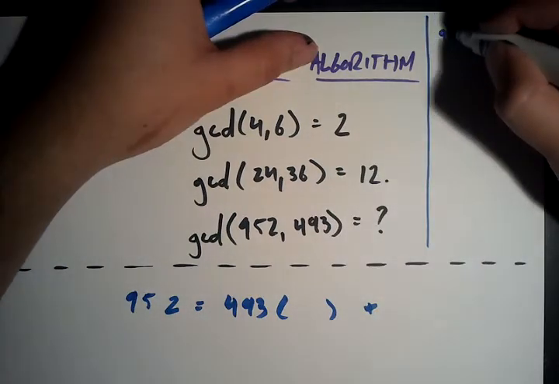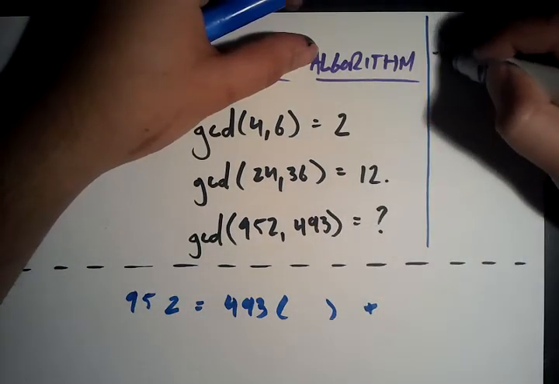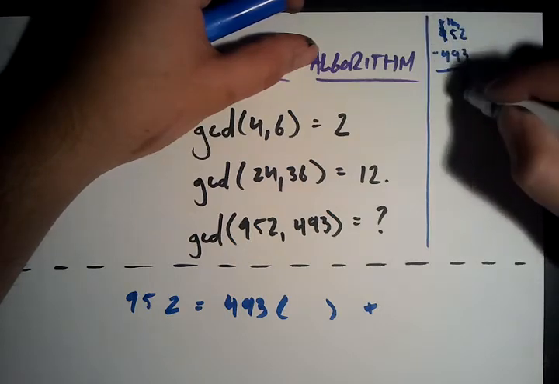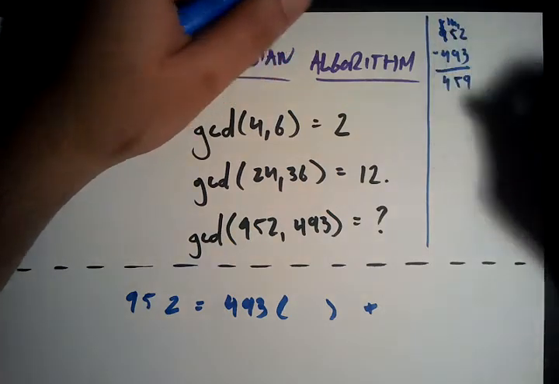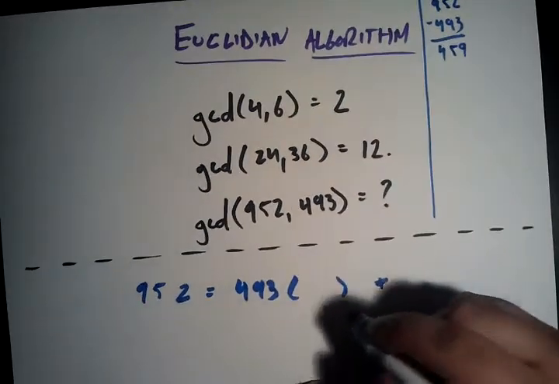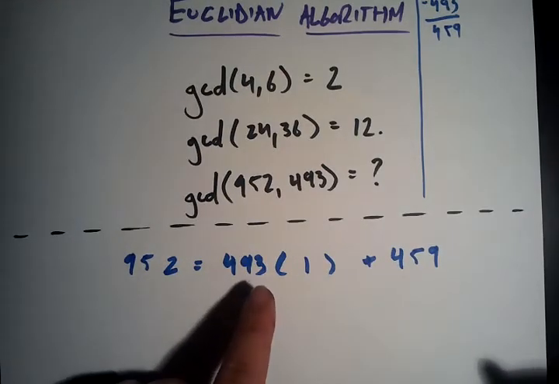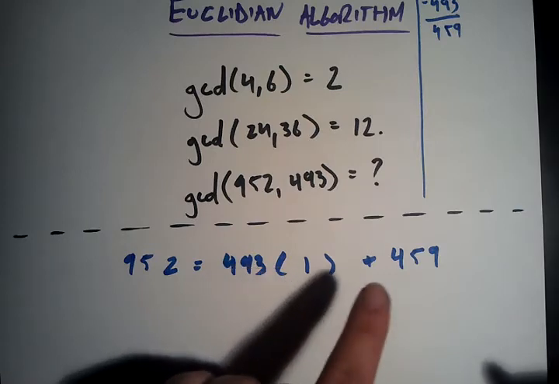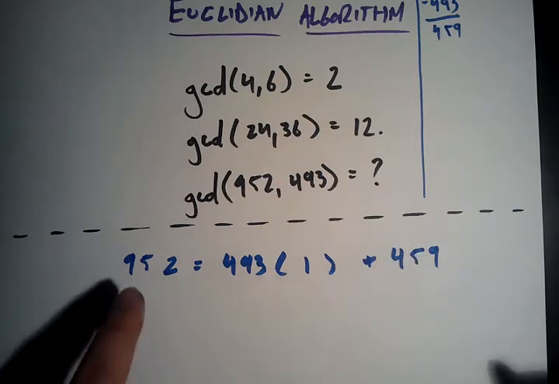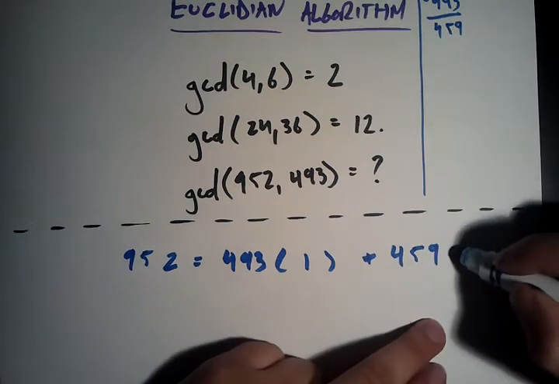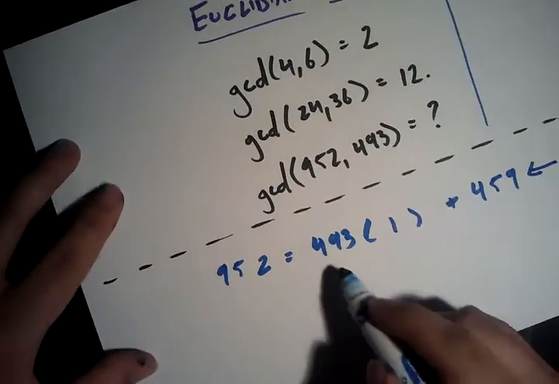So let's just subtract 952 minus 493. So we get 459, which means that this is 1 and this is 459. So 493 times 1 plus a remainder of 459 will give us 952. And notice, as long as we have a remainder, we're going to keep doing this process. So we have a remainder here, so this process is going to keep going.